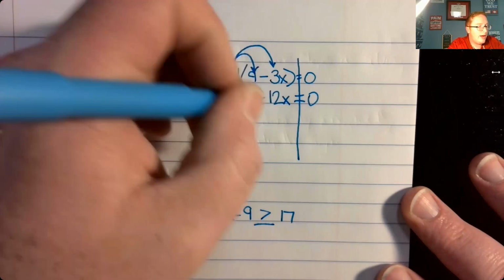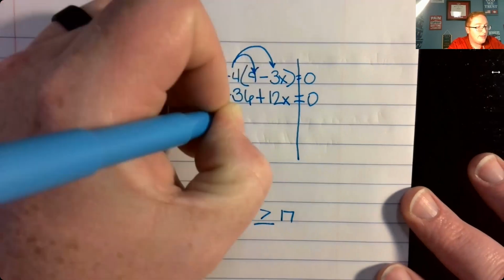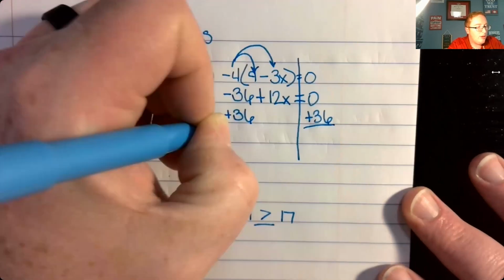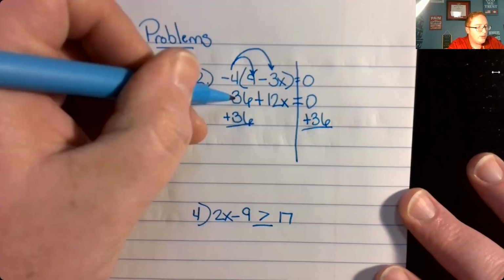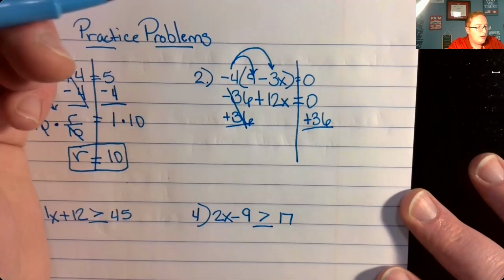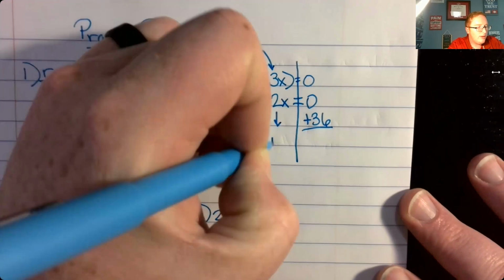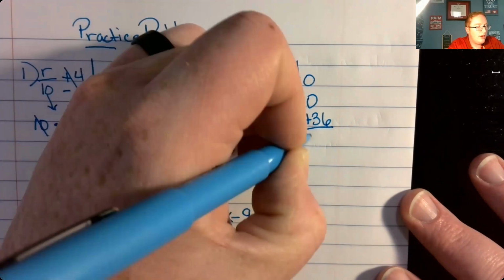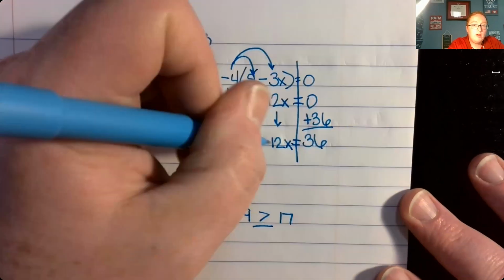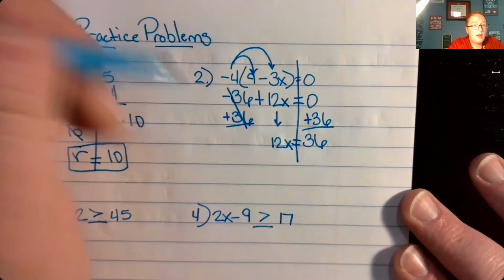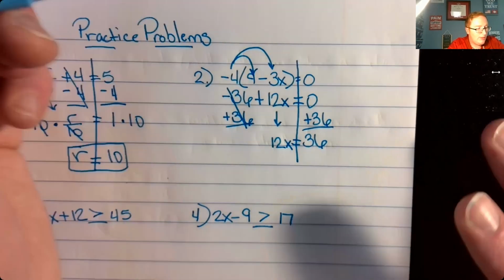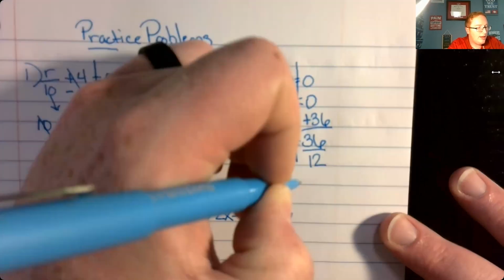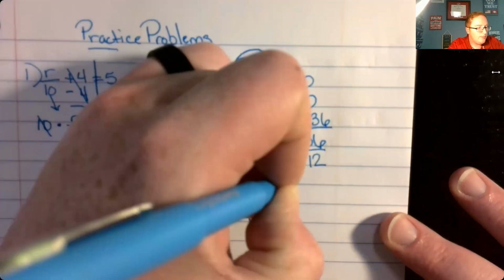Next, I'm going to add 36 to both sides because that's the easiest thing to move. Now we know 36 minus 36 cancels. That's why it moves over here. I'm going to bring down my 12x because we haven't done anything with it yet. And 12x equals 36. Now the 12 and the x are together. You can also say that they're being multiplied, and I need to split them up, so we need to divide. If I divide both sides by 12, I get x equals 3.